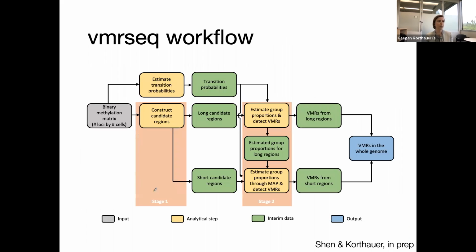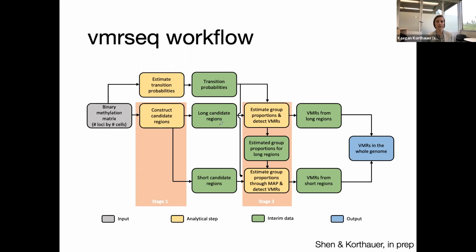And this is just an overview of the workflow for the method. Essentially, it's similar to the DMR-seq framework. It's a two-stage approach. We first construct regions that look like they might have some variability. And then, limiting to those, we detect where in there we have these strings of regions that have the most likely state as being two groupings.